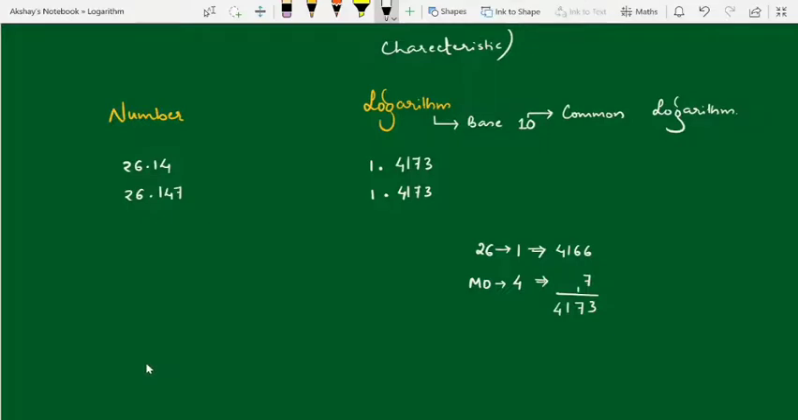Let me take it over here. If it is 2.6147, okay, then the characteristic value is 0 as the number is greater than 1, 0 point. Next, 26 under 1 under 4, under 7 we cannot see. So already we have 26 under 1 value 4166, mean difference value 4. So the value stands as 4173.